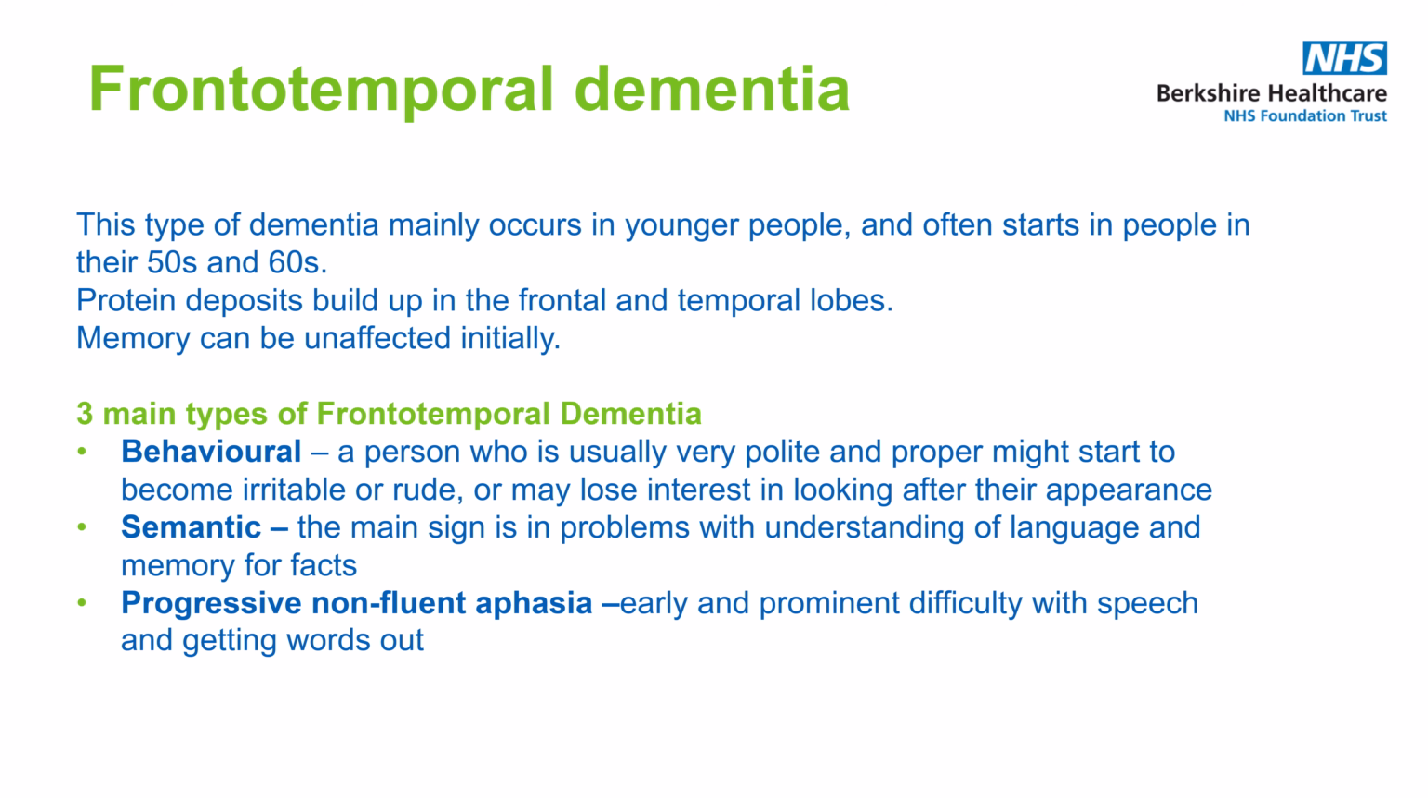Semantic dementia is a variant of frontotemporal dementia, and the problem here is with the understanding of language, what words mean, and memory for facts. You may notice that someone with semantic dementia has rather vague or over-detailed speech. They don't really get to the point. And then the third variant is progressive non-fluent aphasia. And with this, there is early and prominent difficulty with speech and getting the words out.